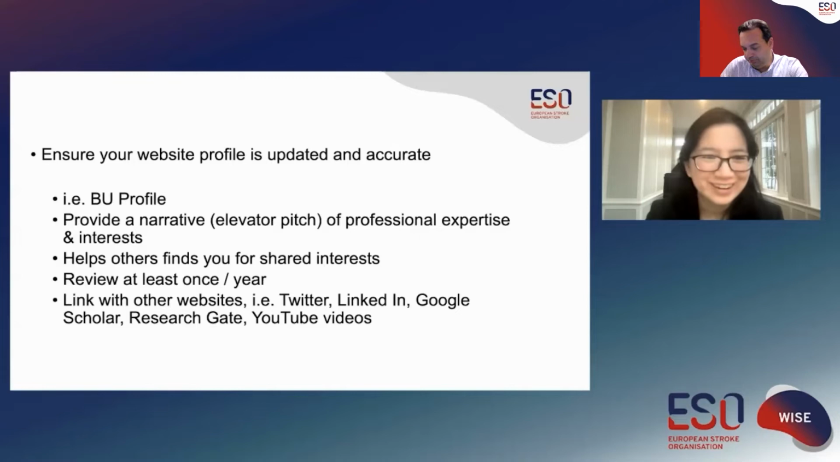is to ensure that your website profile is updated and accurate. To provide a narrative, think about your elevator pitch of how you would project yourself as a professional with your areas of interest and your expertise. This would help others find you for shared interests. If you announce what you're interested in, this would help you connect with others who share your interests and may want to collaborate with you. You want to review these profiles at least once a year, and then think about opening social media accounts such as Twitter, LinkedIn, Google Scholar, or ResearchGate to help people find you and you to find others.